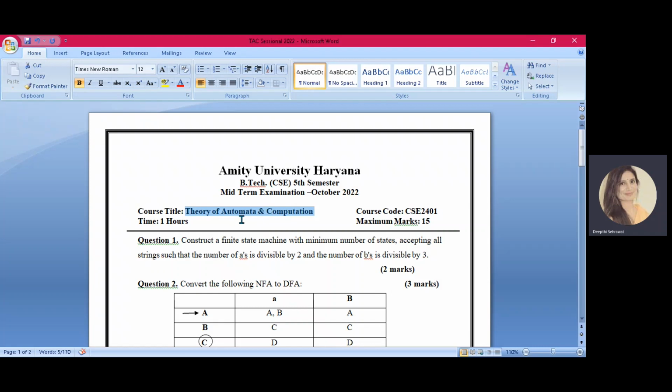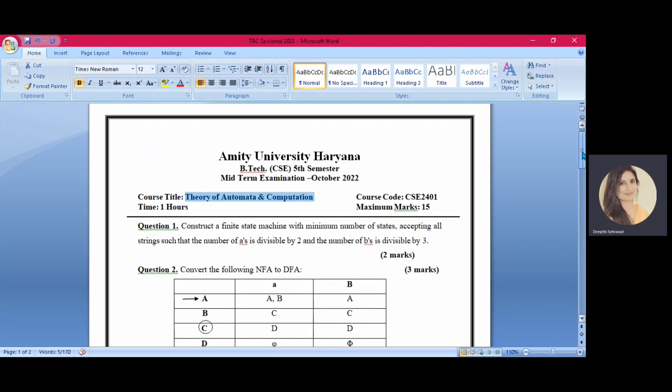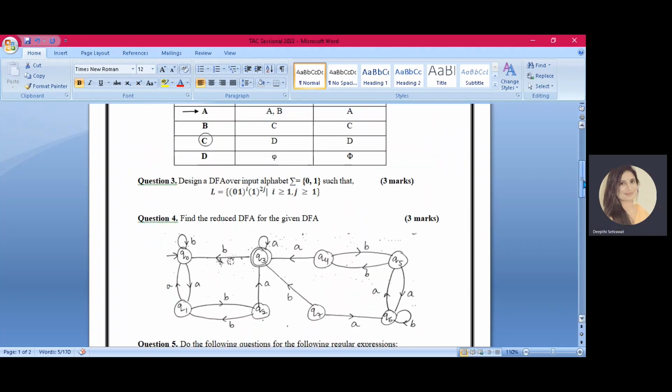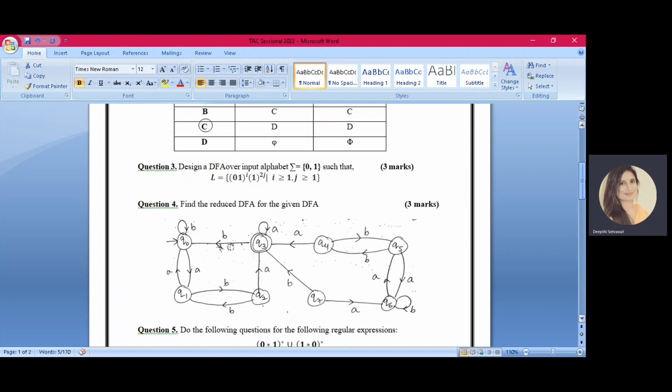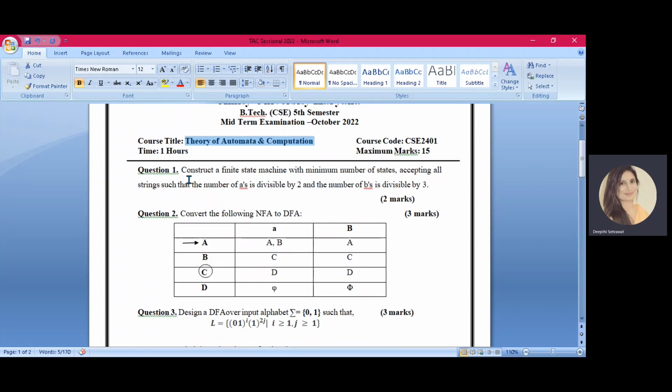Hello everyone. Today we will be discussing the midterm examination of Theory of Automata and Computation in the semester 2022 October. Here we are asked to solve 5 questions. The first question is: construct a finite state machine with minimum number of states accepting all strings such that the number of A's is divisible by 2 and the number of B's is divisible by 3.